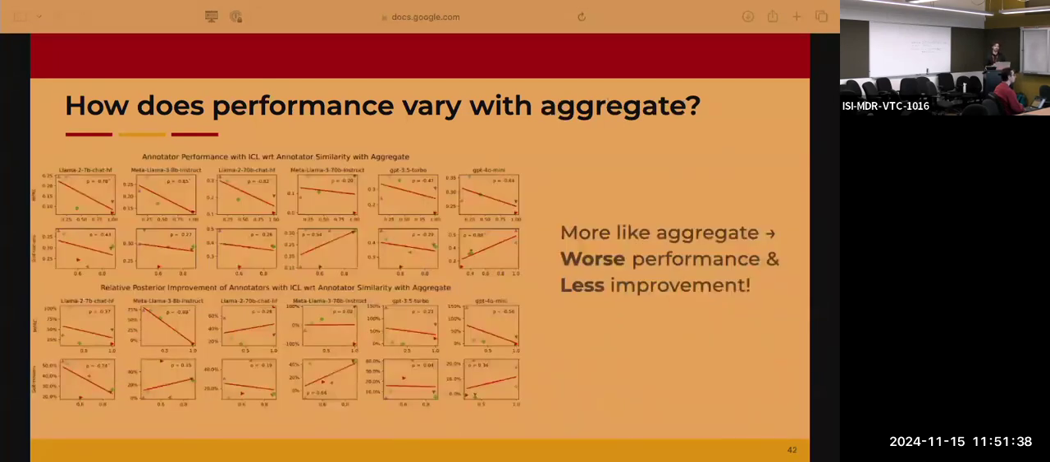And here I'm not going to go into details on these results, but we look at how performance and improvement vary compared to the similarity to the aggregate that each annotator has. And very expectedly by now, we find that the more like the aggregate an annotator is, the worse performance they have, and they also receive less improvement from the model. So you can see, if you look at the trends here, we present the results in the paper. All significant trends are negative, and most trends in general are negative even if they're not significant.